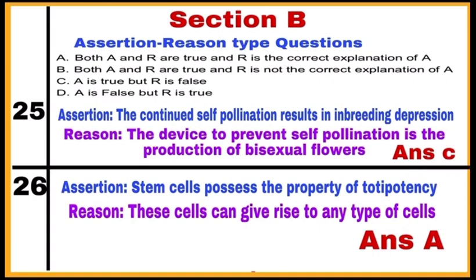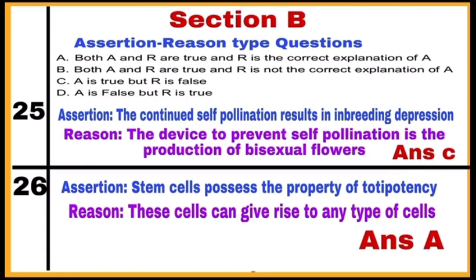See question 25, assertion statement. The continued self-pollination results in inbreeding depression. This is the true statement. See the reason. The device to prevent self-pollination is the production of bisexual flower. This is a wrong statement. The device to prevent self-pollination is the production of unisexual flower. So here mark C as the correct answer. A is true but R is false.